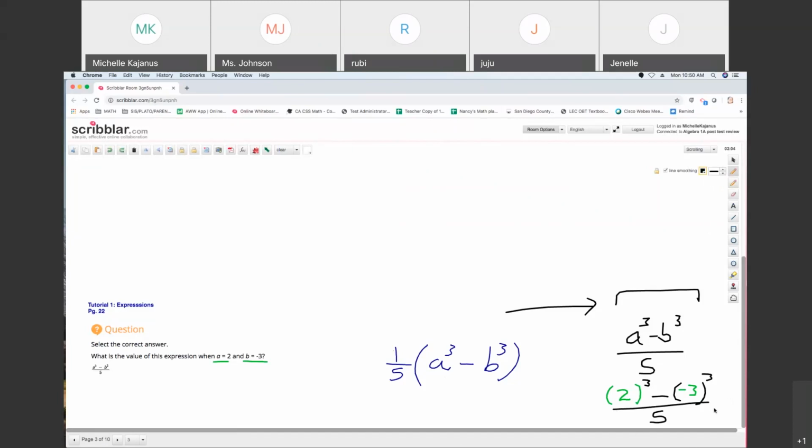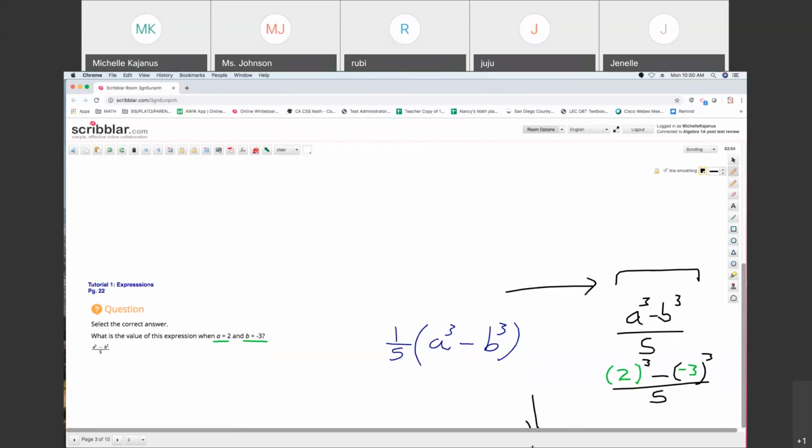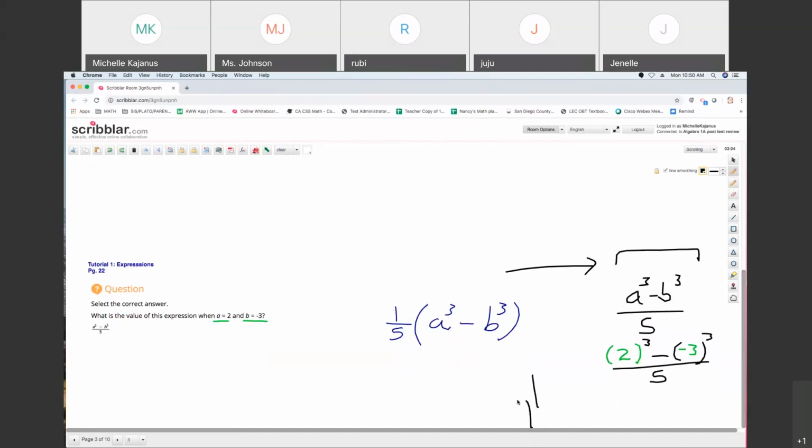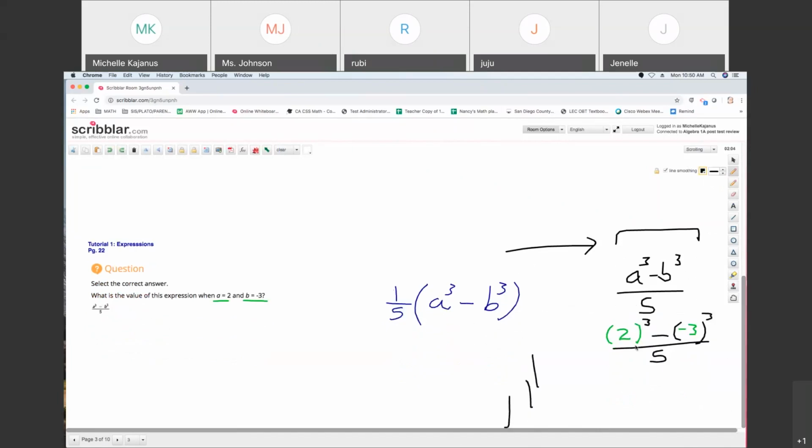Now let's solve it. 2 cubed. 2 cubed is the same thing as 2 times 2 times 2. You don't multiply 2 times 3. That's a very common mistake. 2 times 2 times 2 is 8, so 2 cubed is 8.